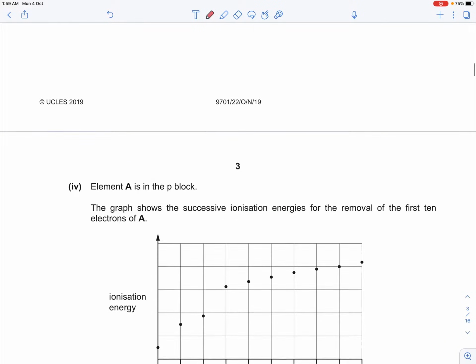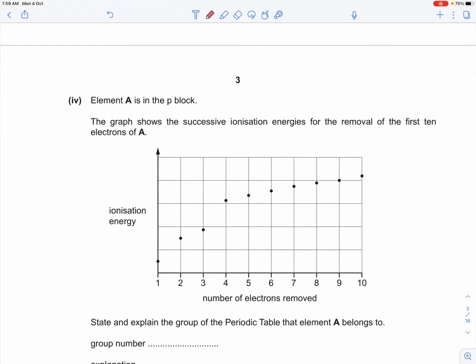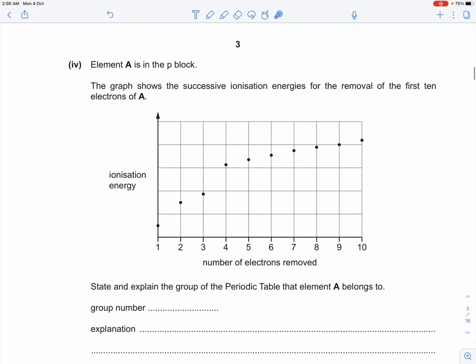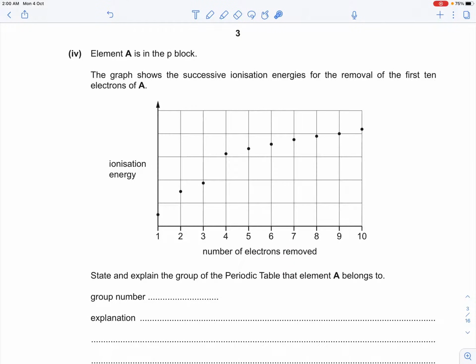All right, so the next question is, element A is in the P block. All right, we don't know what is element A. They've just given us that element A is in the P block. The graph shows the successive ionization energies for the removal of first 10 electrons of A. So on y-axis we have ionization energies, on x-axis number of electrons removed.